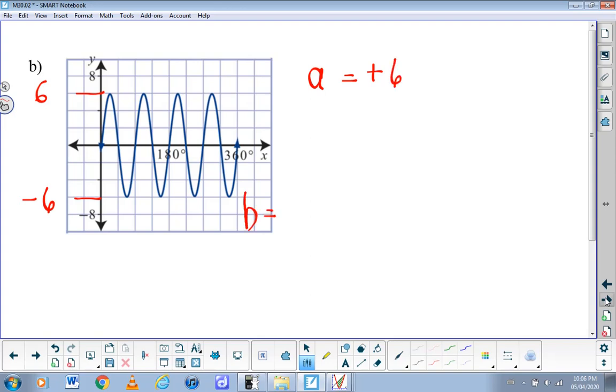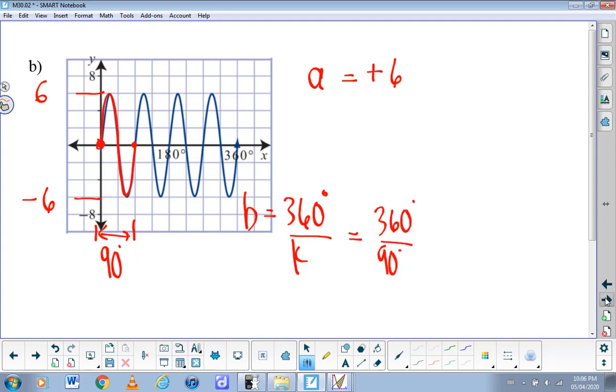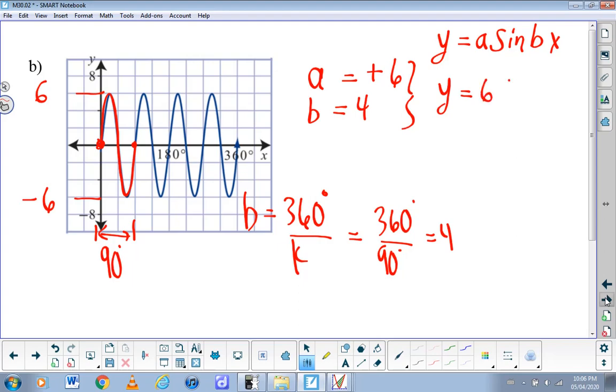The value of b would be found by taking 360 degrees over the period. I can see here up, down, down, up happens at the 90-degree mark, which means b is 360 over 90 degrees, which is 4. B is 4. Really, you're just using the formula y equals a sine bx, and you're loading these two numbers in to get y equals 6 sine 4x, and that's the answer.